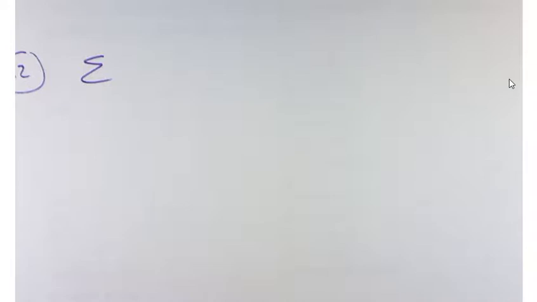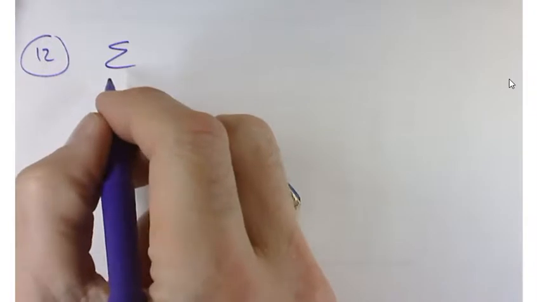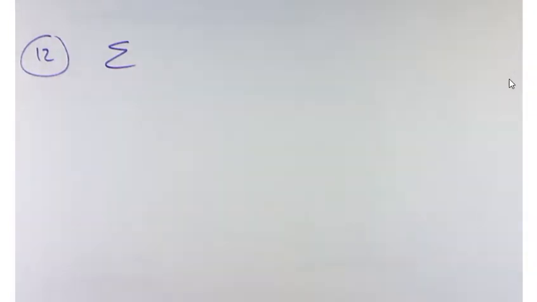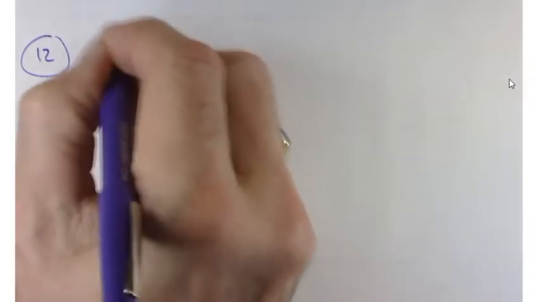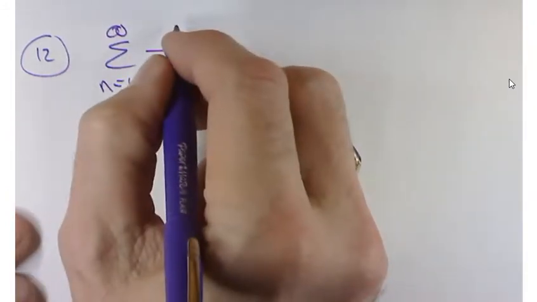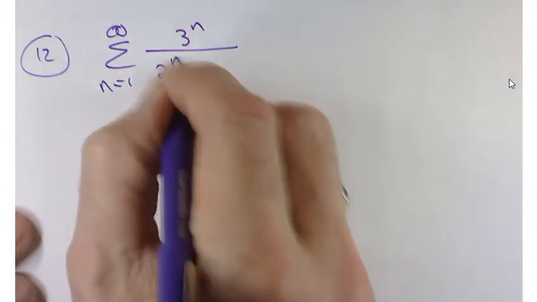Let's take a look at problem number 12 real quick. Now, keep in mind that on an exam, I'm not going to tell you you have to solve it this way or you have to do it that way. It's going to be completely up to you as to how you want to solve these things. So in particular, problem number 12, you've got the sum from n equals 1 to infinity of 3 to the n over 2 to the n minus 1.